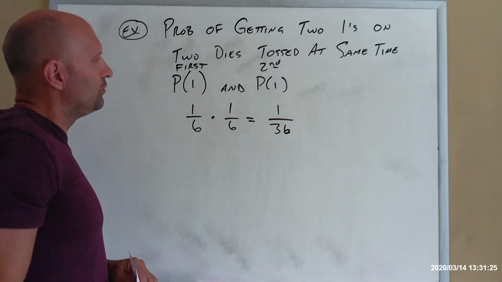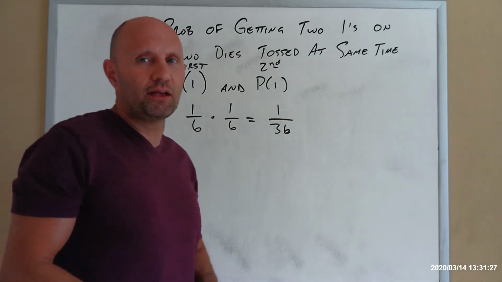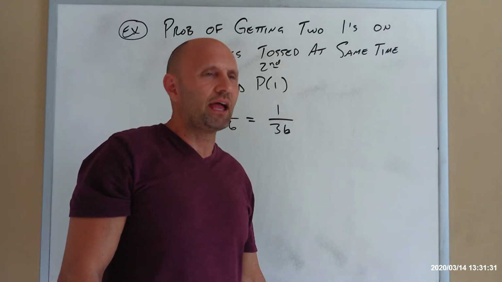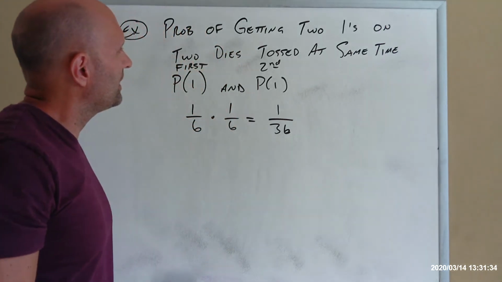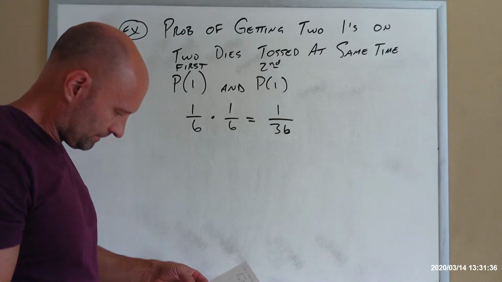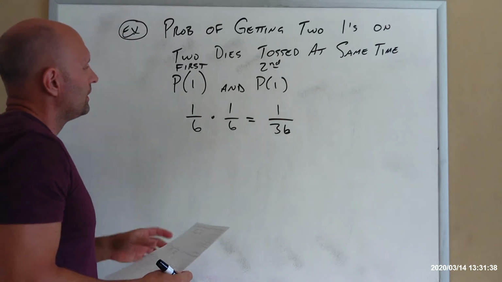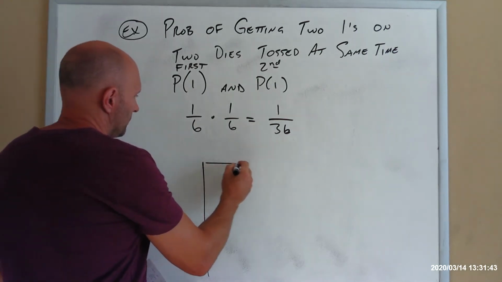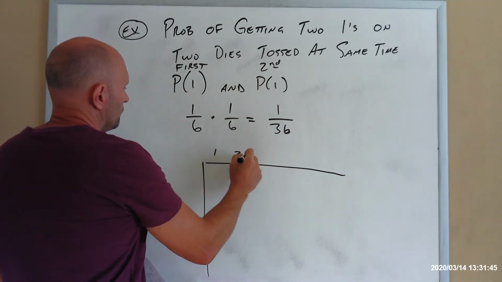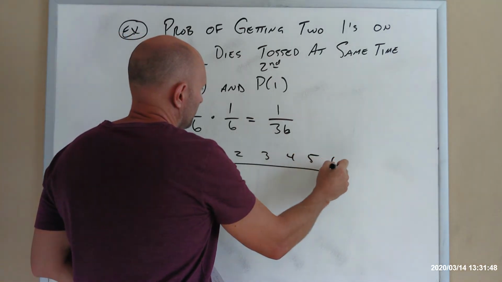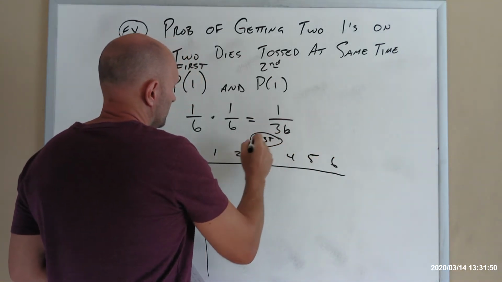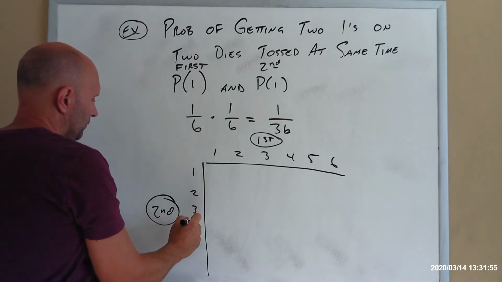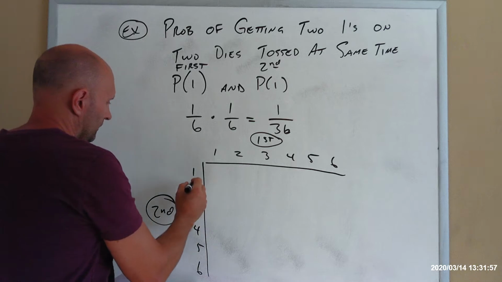Another way that you can do this, if you're taking the test and you forget, you just blank out, like, oh my gosh, I can't remember, is it add them, is it subtract? Let me show you the table to start. What if we build a table here? So 1, 2, 3, 4, 5, 6. This is the first die. The second die over here, 1, 2, 3, 4, 5, 6.